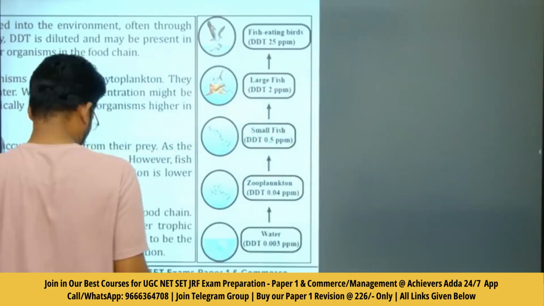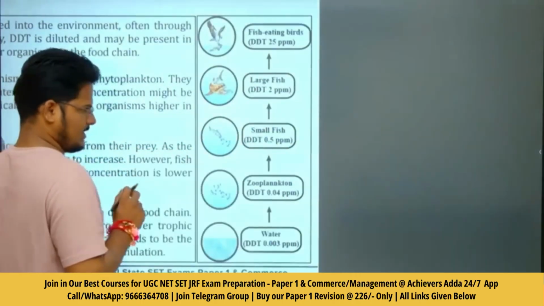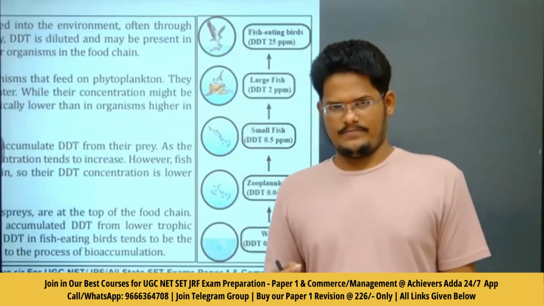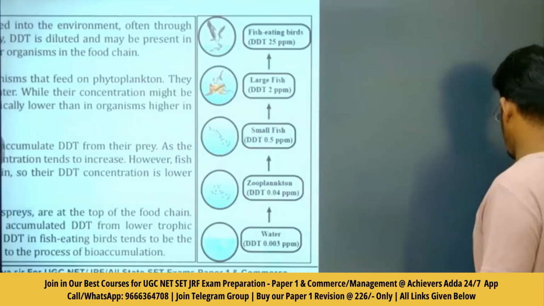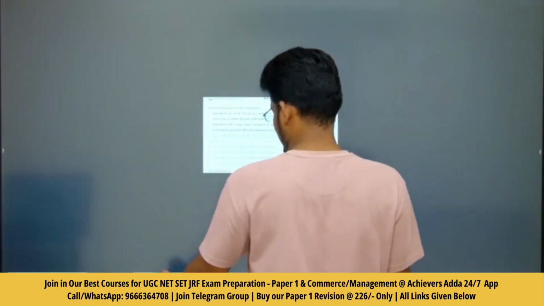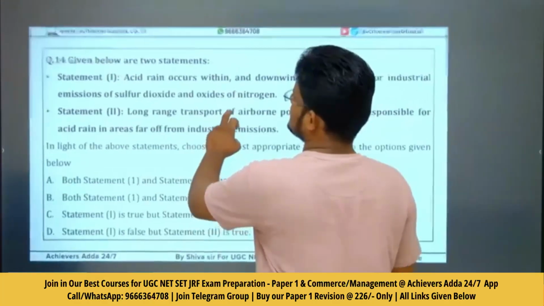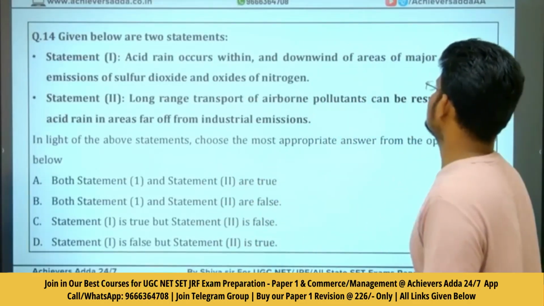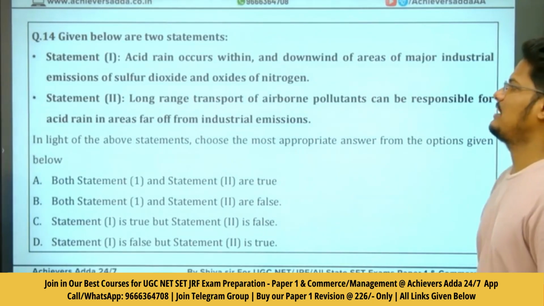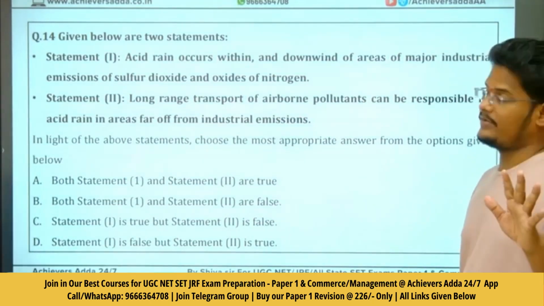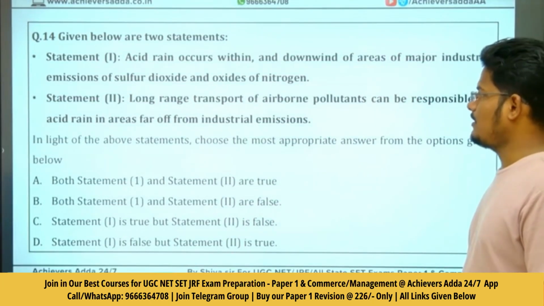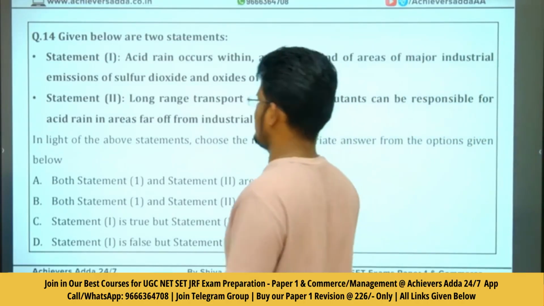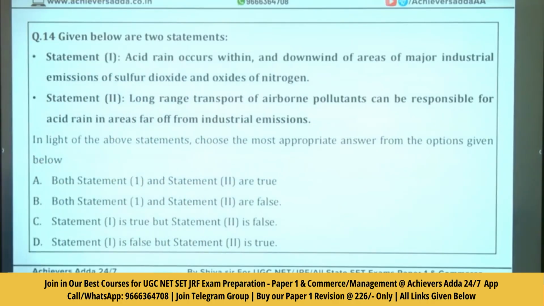It's magnification, not accumulation. DDT means diphenyl trichloroethane. Acid rain occurs within and downwind of areas with major industrial emissions of sulfur dioxide and high oxides of nitrogen. Long range transport of airborne pollutants can be responsible for acid rain in areas far off from the industrial emission.